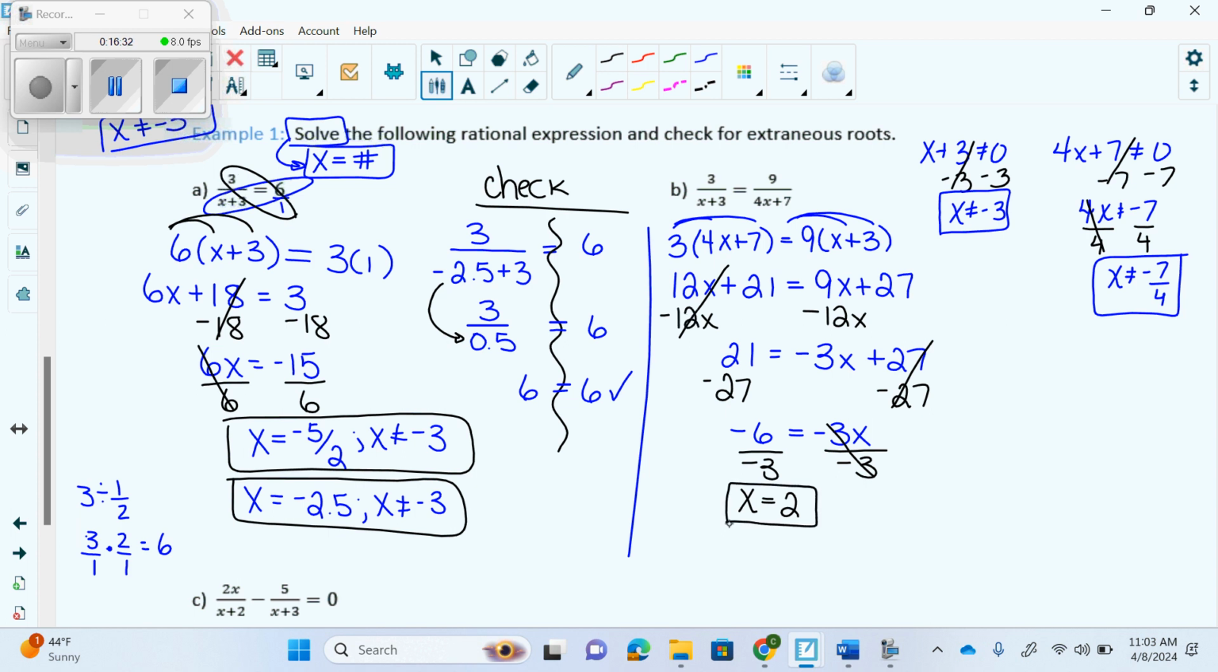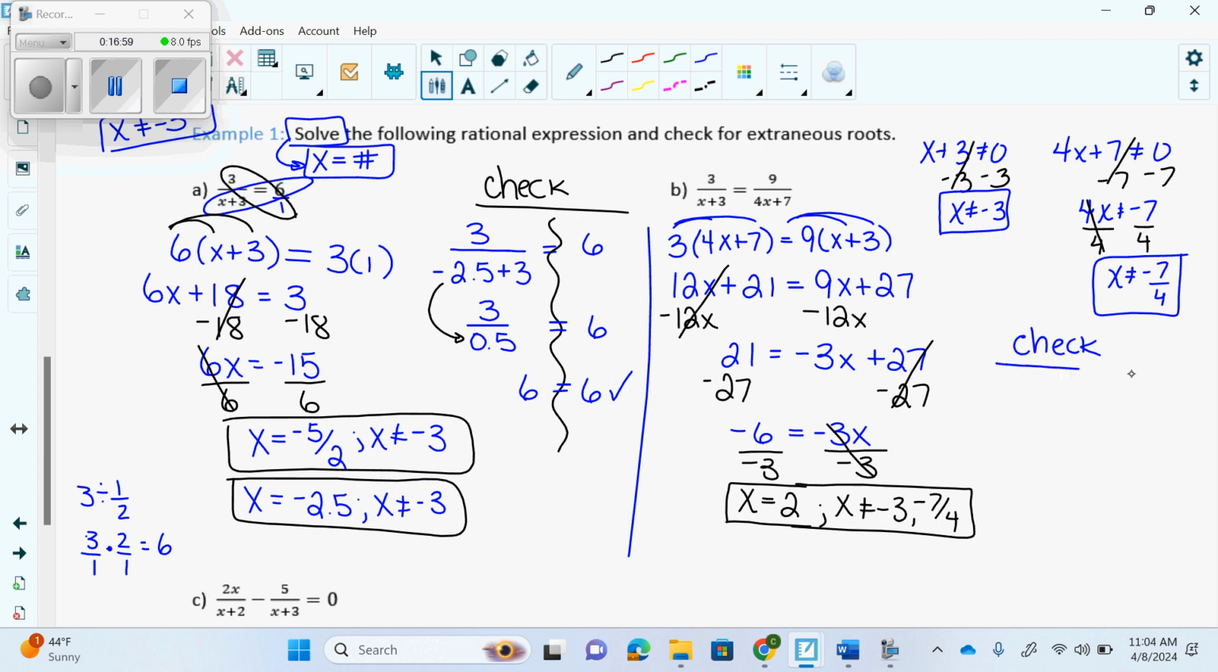Now, oops, I forgot my MPV. x equals 2. x can't equal negative 3 or negative 7 over 4, which is awesome because that is not my answer. Do I just box it and send it and hope for the best? No. You've got to check it, girl. You've got to be like, I got this right or I cry. These are the options, right? So we're going to check it.